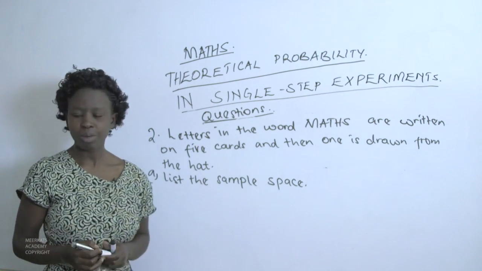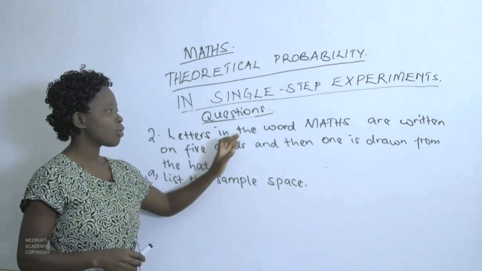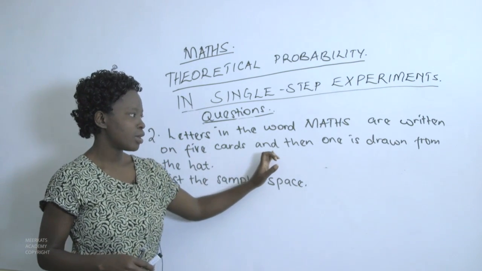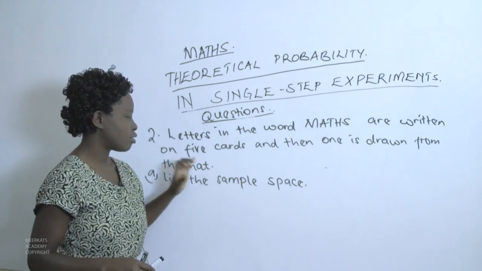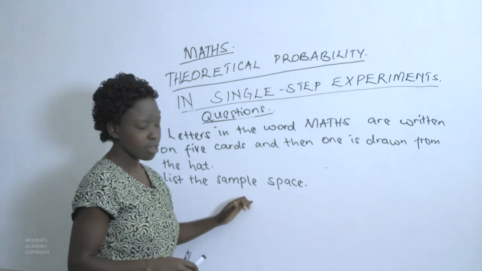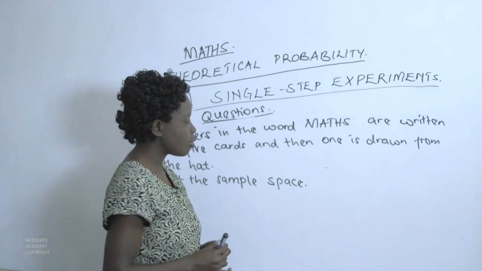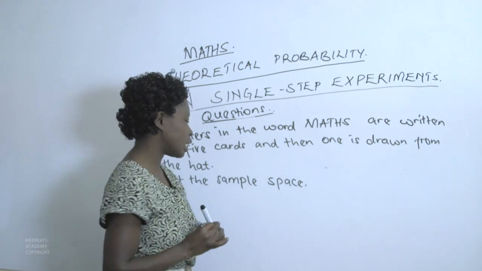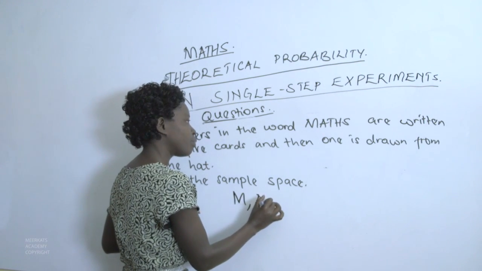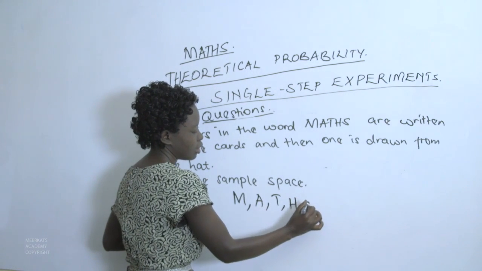So we have the second example that we are looking at. The letters in the word maths are written on 5 cards and then one is drawn from the hat. So the first question is to list the sample space. We have the word maths, which has the following letters: we have letter M, letter A, letter T, letter H, and letter S.